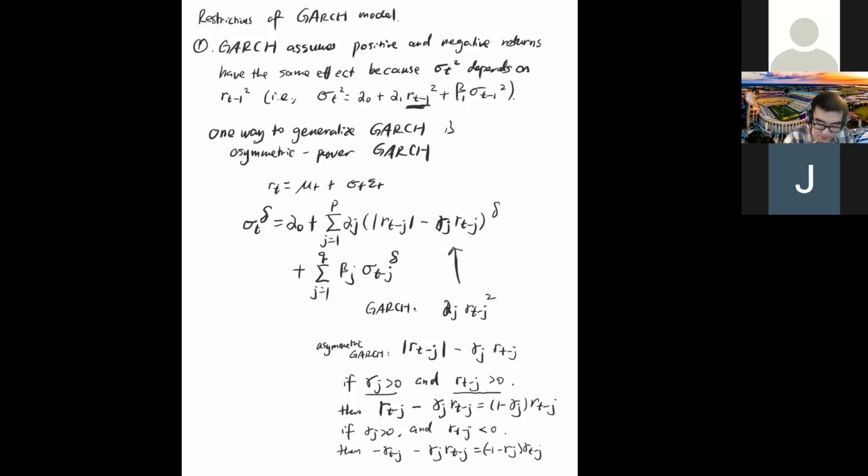All right, so that's number one, and there are some other restrictions of the GARCH model. Let's just very quickly go over those restrictions. So first, to estimate the model, we usually want n to be large.